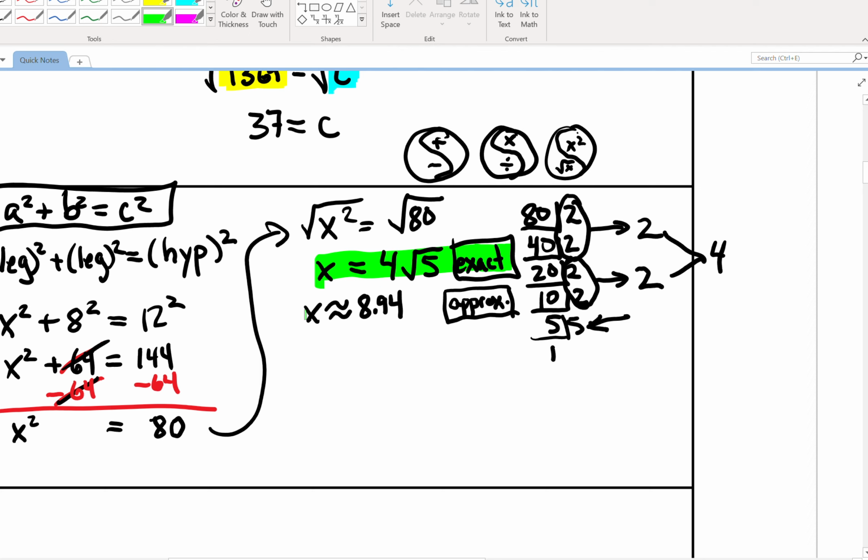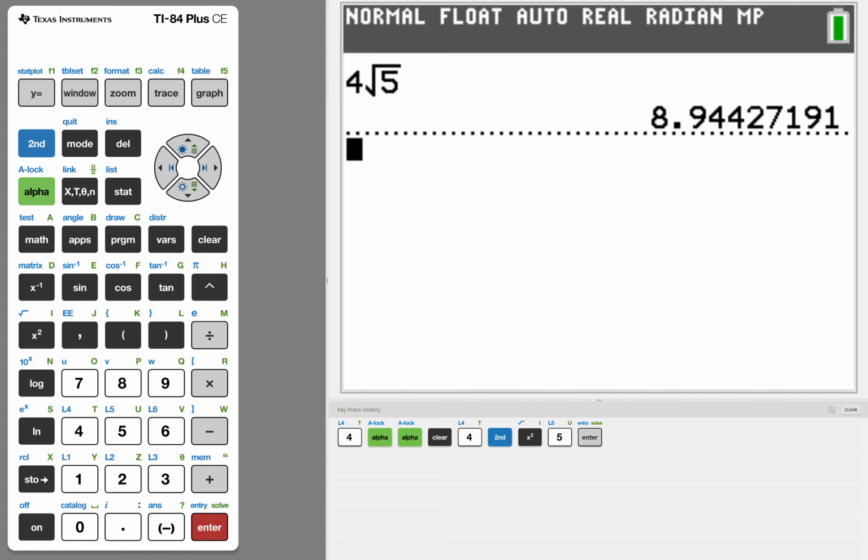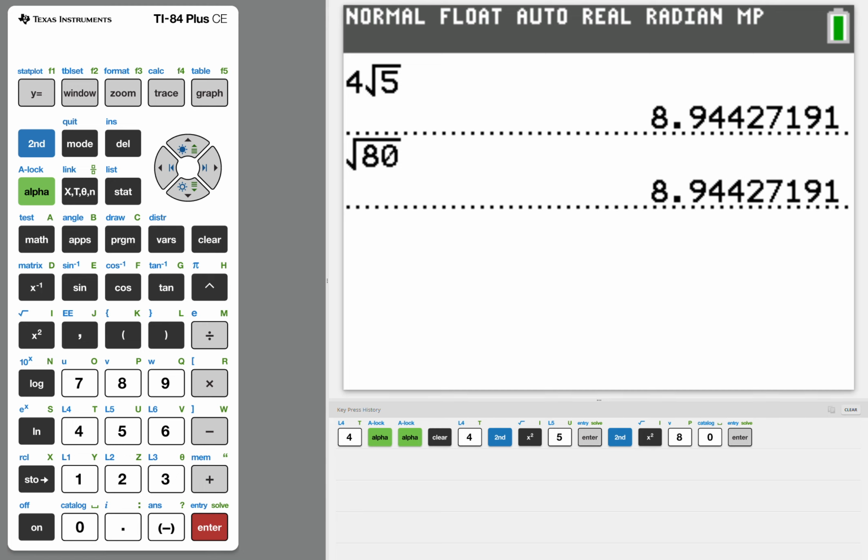That's the exact answer. This is the same thing. You can also put in the square root of 80 just so that you can see that 4 square root of 5 is equal to that same decimal value as the square root of 80. They are equal, but 4 square root of 5 has been simplified.